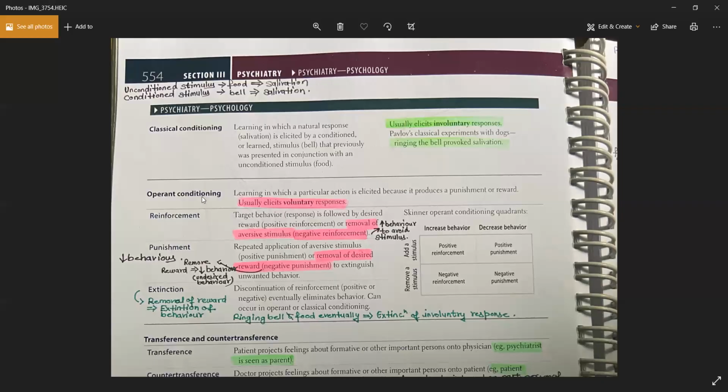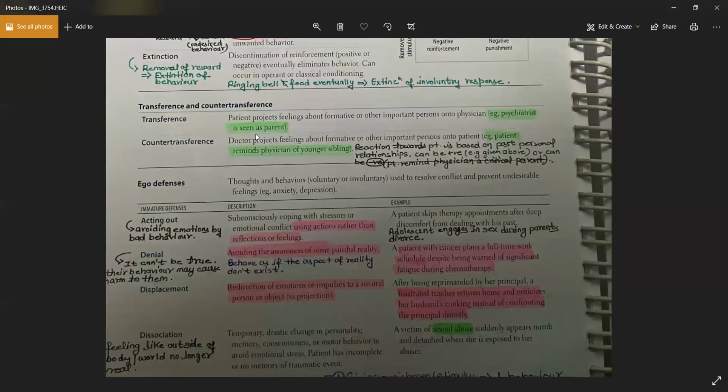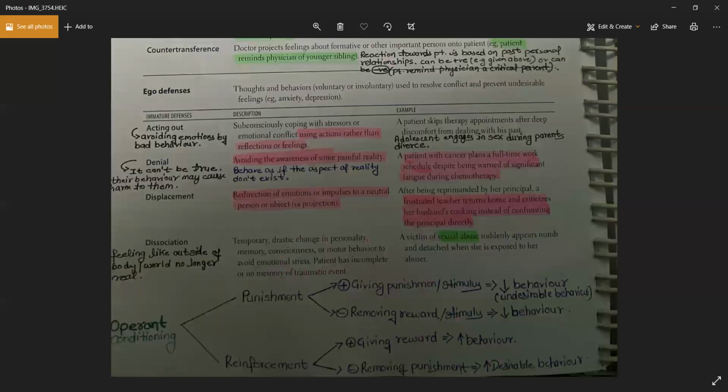Now you have operant conditioning, and that elicits the voluntary response. One is punishment, and the second is reinforcement. You call it punishment whenever you want to decrease a behavior, and whenever you want to increase a desired behavior, you call it reinforcement.